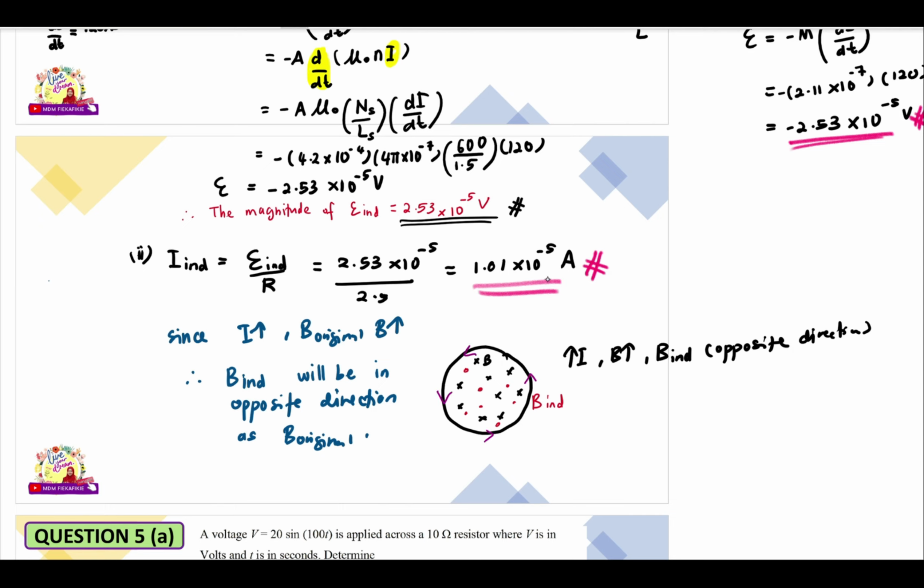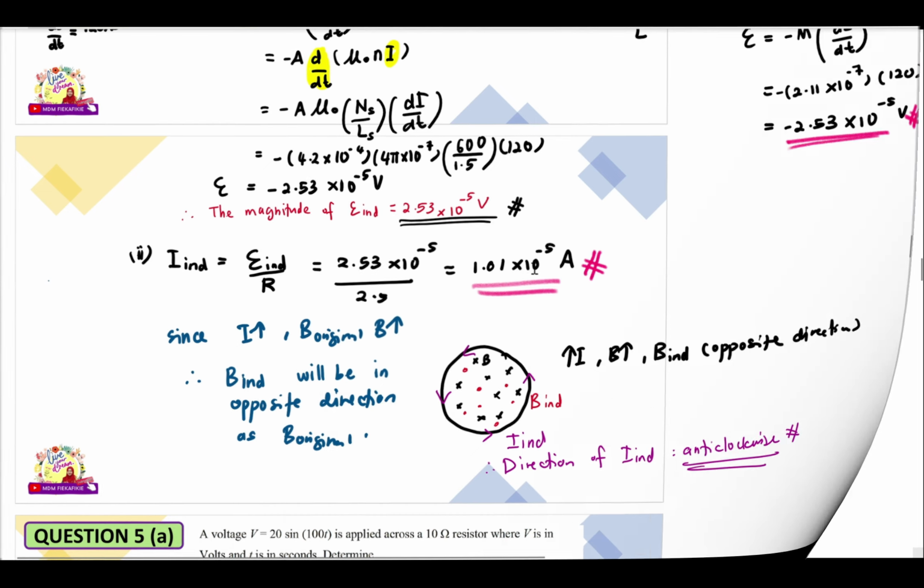Okay, so means that the direction of induced current, therefore direction of induced current should be in anti-clockwise direction. Okay, so this is the answer for question 4. Alright, so now finish question number 4. So let's proceed to question number 5.